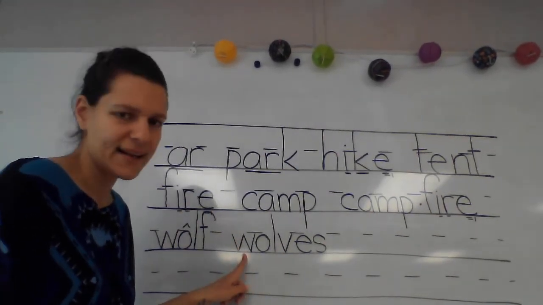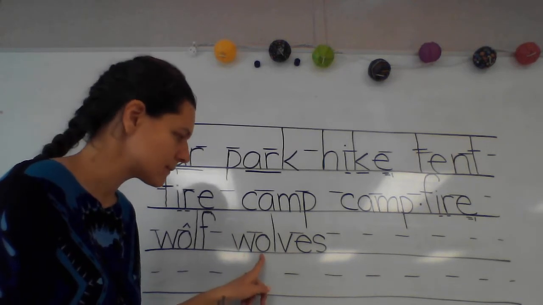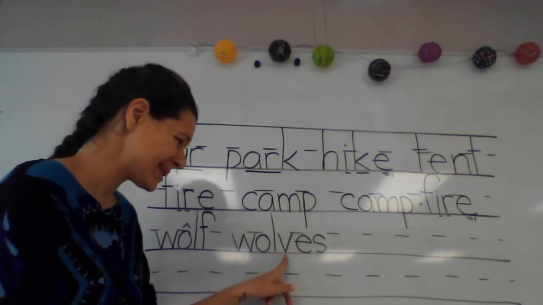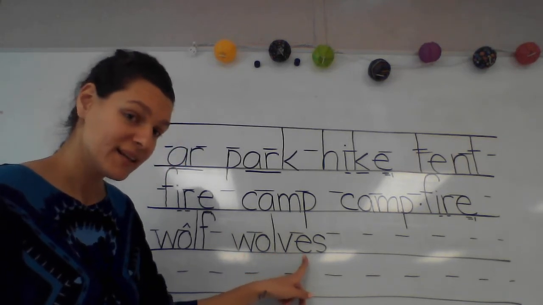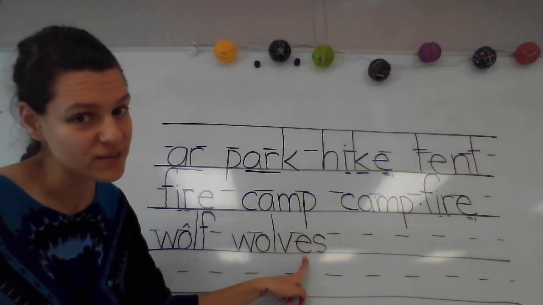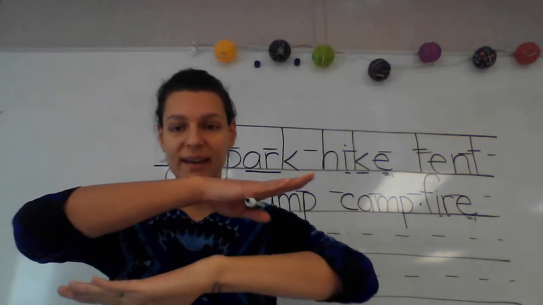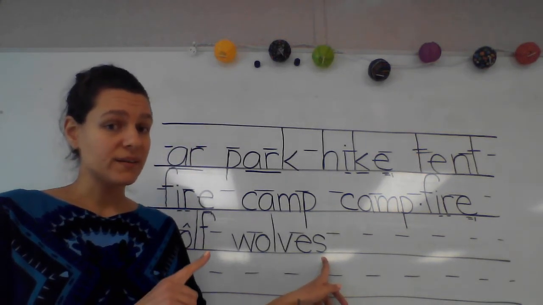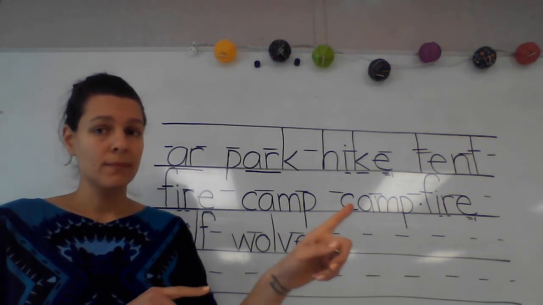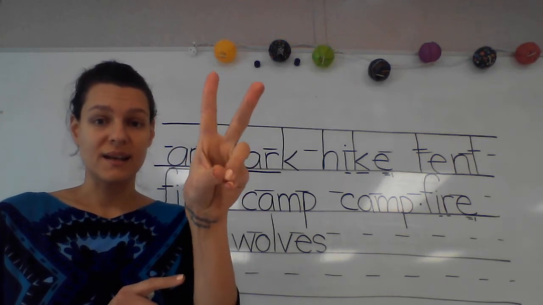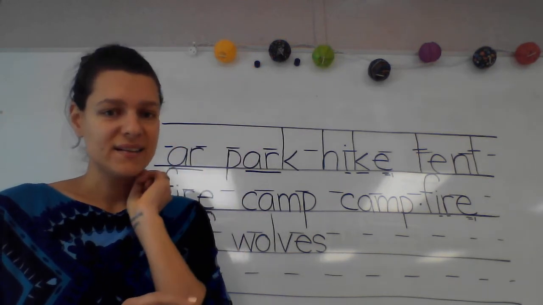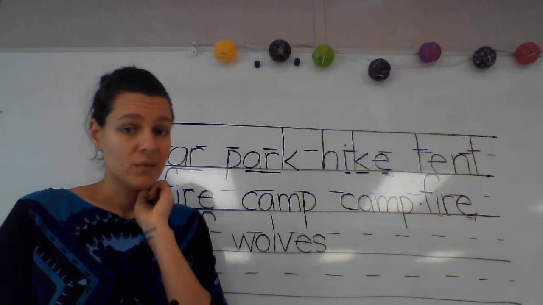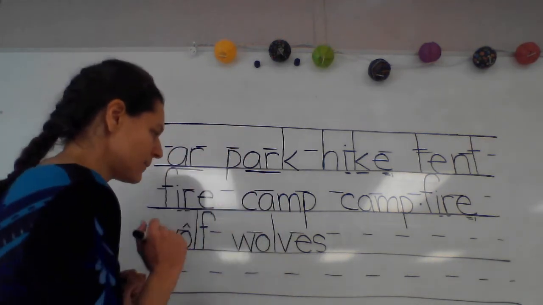Does this need a marking, class? How about this? This one? This one? It's silent. What do we do to any silent letter? Good. And how about this one? All right, what are the two sounds of this phonogram? Good. S, Z. And it's saying Z. So how are we going to mark it? Wolves. Good. Okay. Pick up your pencil.